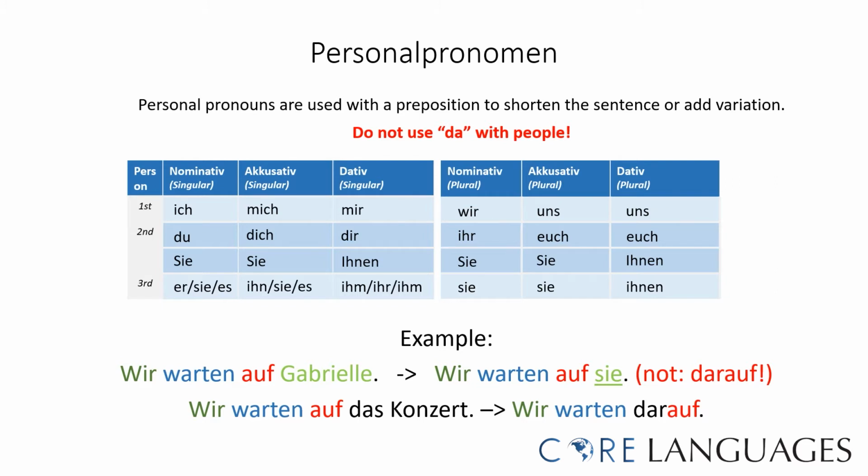The sentence "Wir warten auf das Konzert" also uses the preposition "auf", but in this example, we're referring to a thing or an event and not a person. So we can use the da compound "darauf". "Wir warten darauf." We're waiting for it.